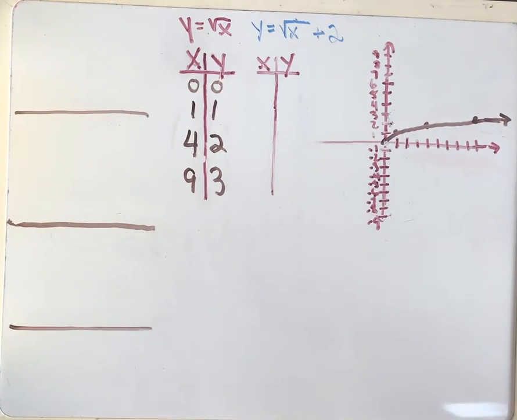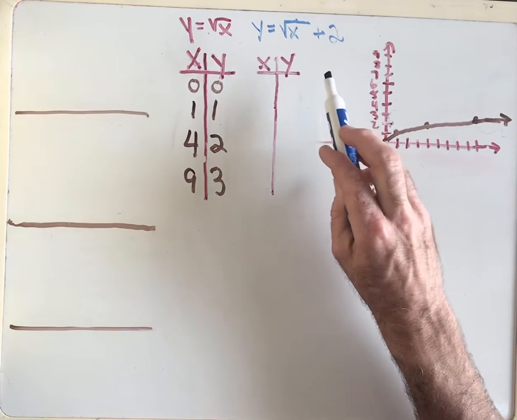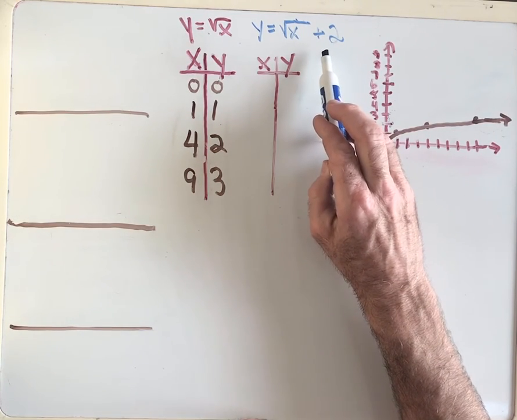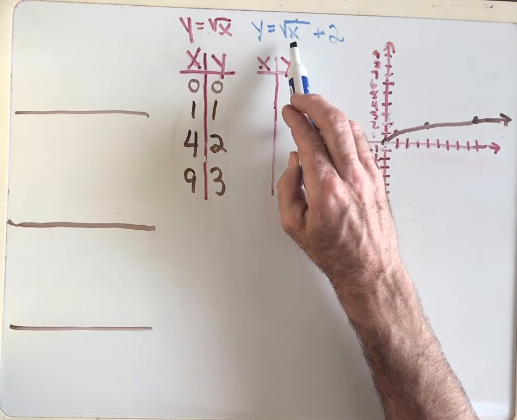All right, so this video is going to be graphing translations of the square root function. Okay, so this one, there's two different kinds of translations. The first one, the one we're going to do here, is where we have a value being added or subtracted to the square root term.